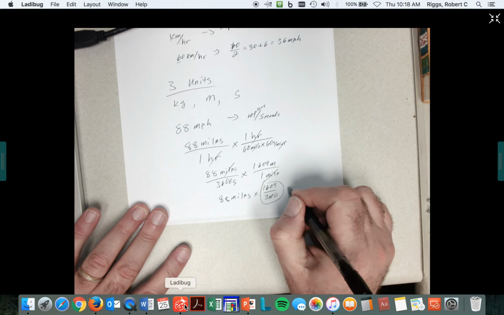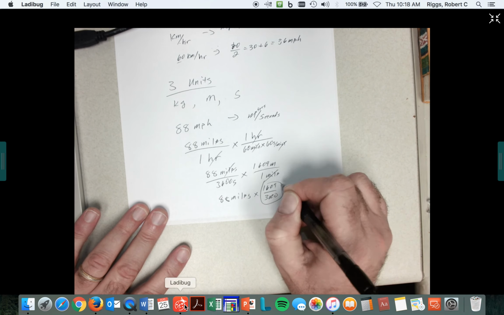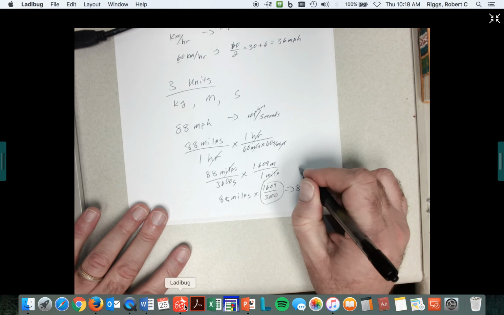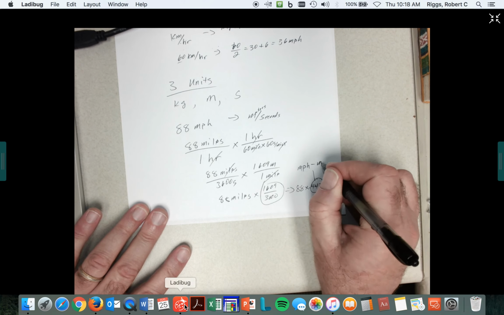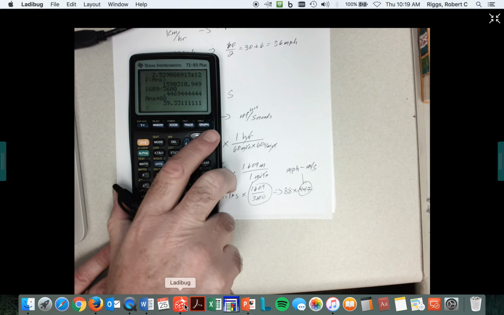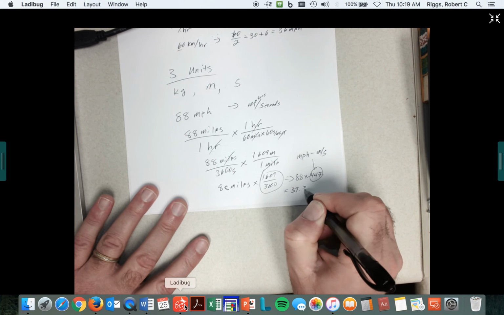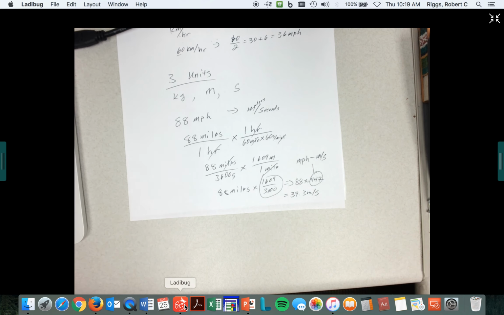So if I take 88 times 0.447, and this will be our conversion for miles per hour into meters per second, times 88 gives us 39.3 meters per second. Okay, that's page 1 of the notes. And let's stop here.